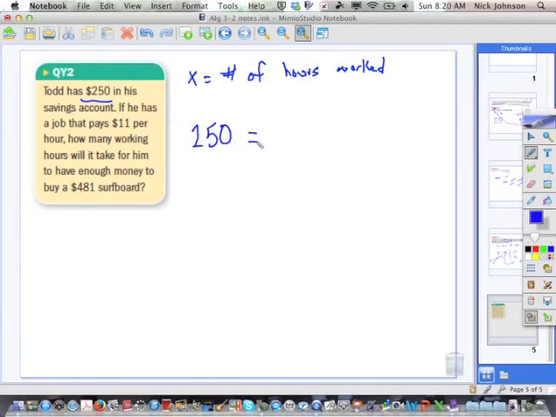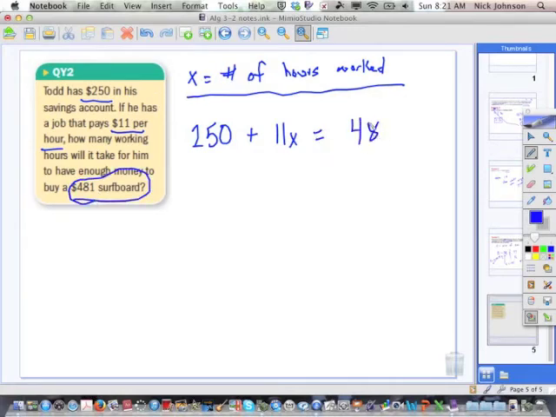Okay? He started with $250 and then he gains money. How much money does he gain? Well, he gets paid $11 per hour. So does he gain that? Yes. That's my addition. $11 per hour. Do we know how many hours he worked? No, that's my variable. That's my X. Has to equal, well, he's got to get all the way up to 481 if he wants to buy that lovely surfboard. Okay? So, make this my Y1, make this my Y2.